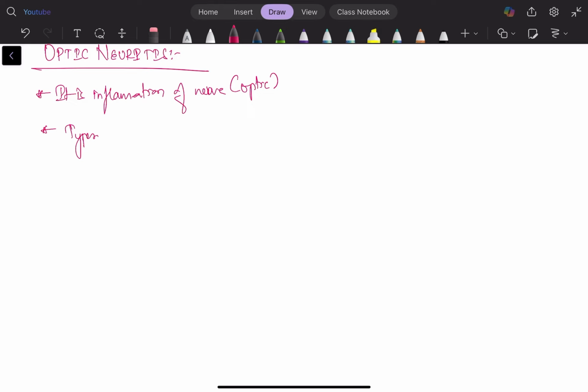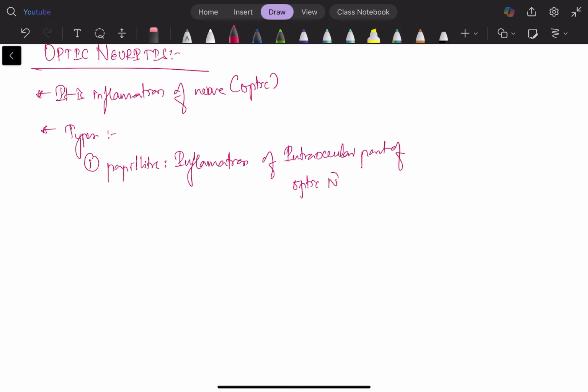So any idea what the types are? First one, papillitis. So itis, no need to say, I guess. Inflammation of the intraocular part of the optic nerve. Yes, there are different parts of the optic nerve which we study based on their location. Okay, so this is the intraocular part.